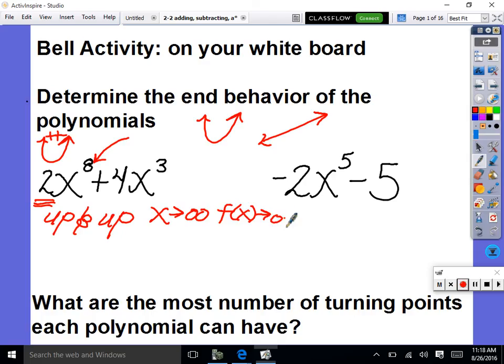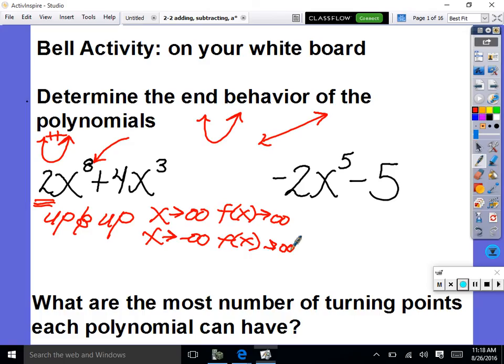Positive infinity, very good. You guys are going to do good in calculus next year. And then as x approaches negative infinity, our function is approaching. Good, awesome. Okay, good. And now the max number of turning points this could have is how many?